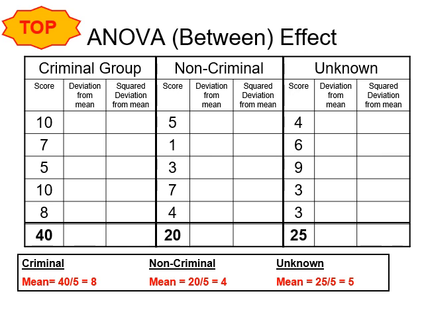The non-criminal group, the sum of all their scores is 20. 20 divided by 5 is 4. And the unknown group is 25. 25 divided by 5 is 5. So we now have the means of the 3 groups. We have an 8 for criminal, a 4 for non-criminal, and a 5 for the unknown. And since the top of the equation is looking for the differences in groups, we're halfway done. So the top of the equation is pretty quick and easy to calculate.